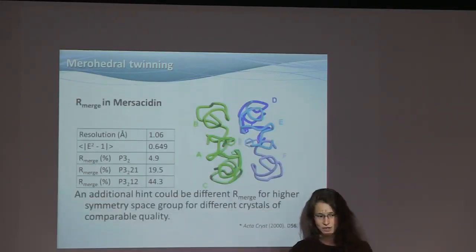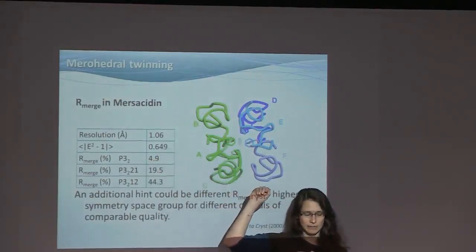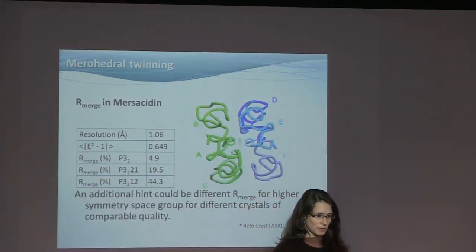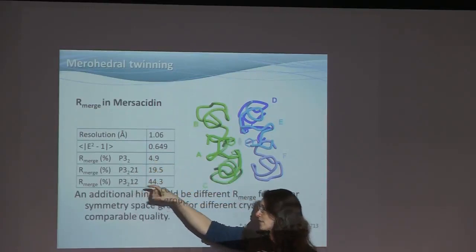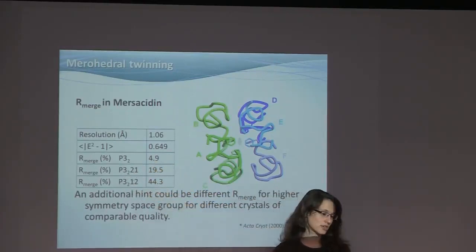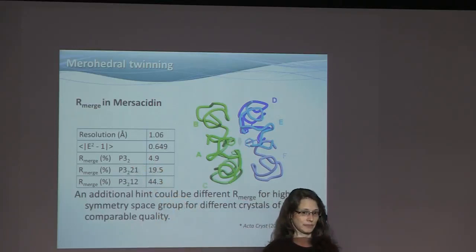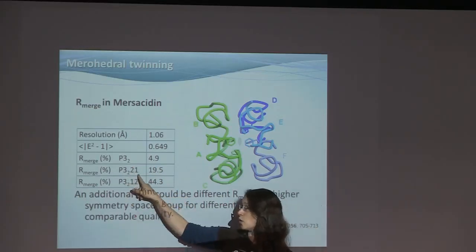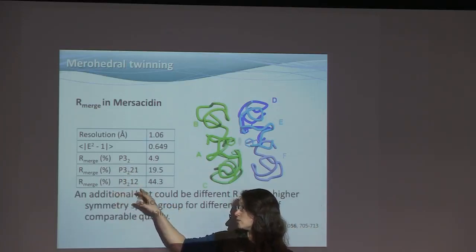Now, R merge, I said, also behaves strangely. So you can see that in this case, mersacidin, a small peptide, the E squared minus 1 was below 0.7 something, so it's too low already. But then we integrate the structure in different space groups. Now, for the very low symmetry, for P3 2, we get 5%. That's good. We believe the crystal has this kind of symmetry, but perhaps the symmetry is higher. So we process it in P3 2 1 2 and in P3 2 2 1.